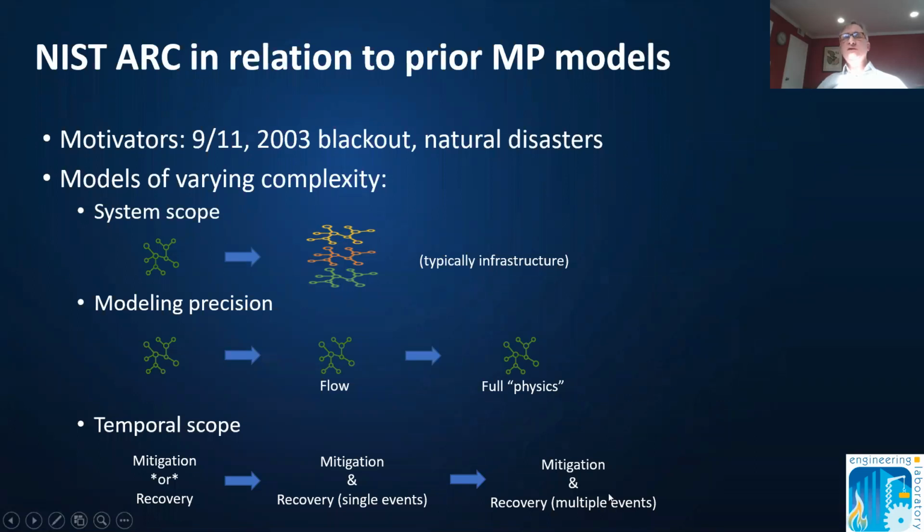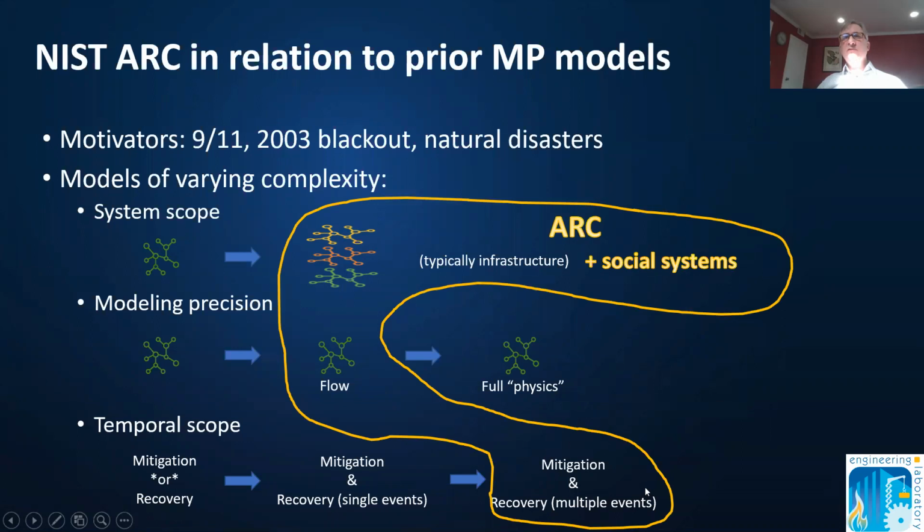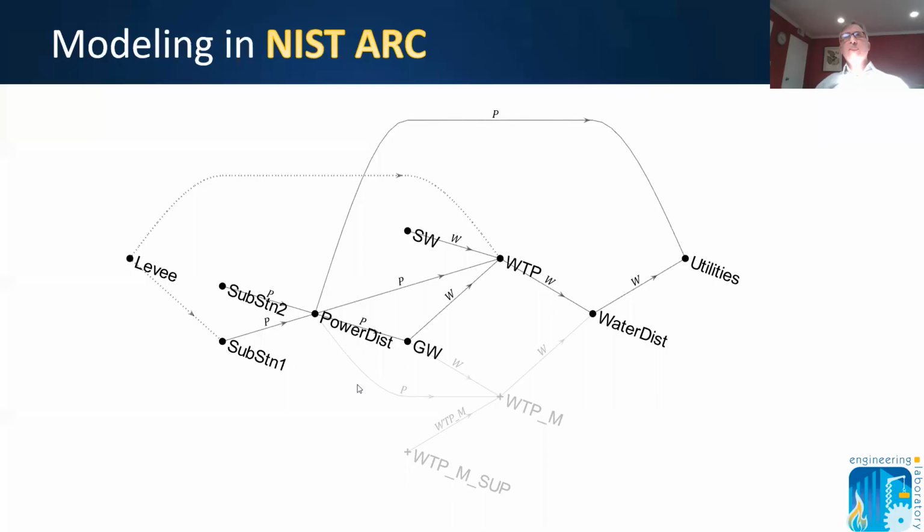So where does ARC fit in there, this model that we're developing? The real aim was to capture a broad system while making approximations. So it's a flow-based network. It doesn't include all the physics. And I felt it was important to include multiple events. So when we're searching for mitigation decisions, we ought to consider the very rare but high-consequence events, and the more common ones too. So it's a flow network.